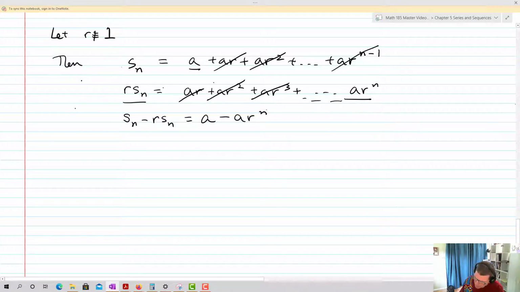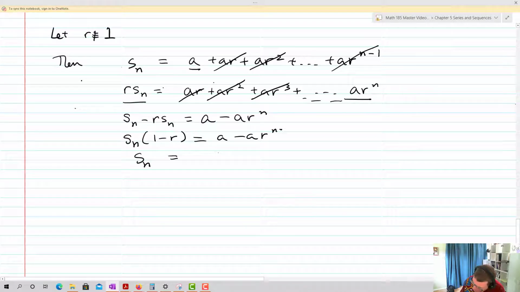Well, what does that mean? Okay, so let's actually pull out, we're going to get Sn times 1 minus r is going to equal a minus ar to the n. So that means that my partial sum is going to equal a minus ar to the n over 1 minus r. Okay?